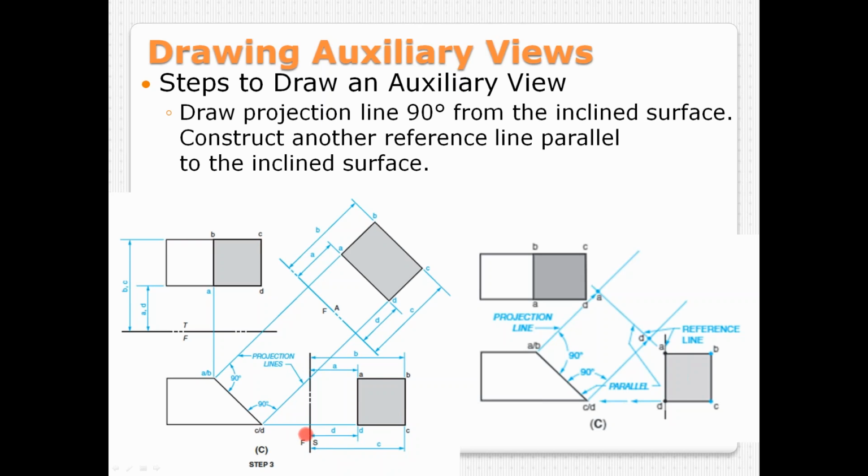And now that you have all this ABCD, you already have this 90 degree inclined projection line, and then you're going to do the same thing. This is your reference line, and from A, you project perpendicular to the inclined surface. So your distance A is equal to the distance A, distance B equal to that distance B. Same thing for CD. You measure C equal to C, D equal to D.